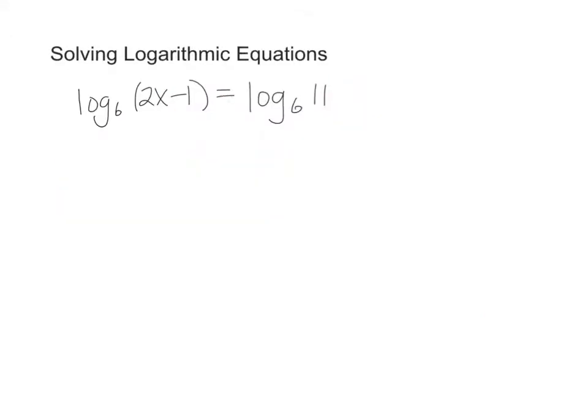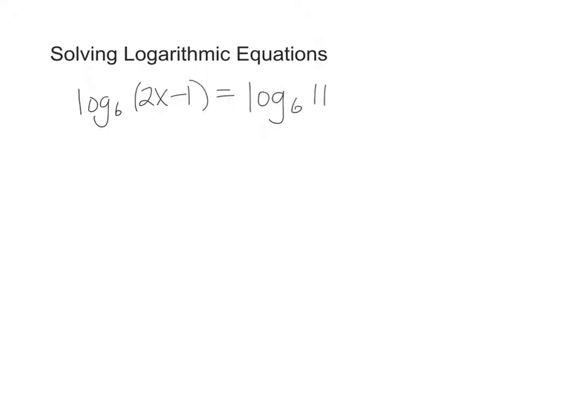Now I want to look at solving logarithmic equations. So solving equations that have a logarithm in them to begin with, and the variable is in the argument of the log. If you think about the common base method of solving exponential equations, and then you look at this logarithmic equation, you might be able to figure out fairly quickly how to solve this one.